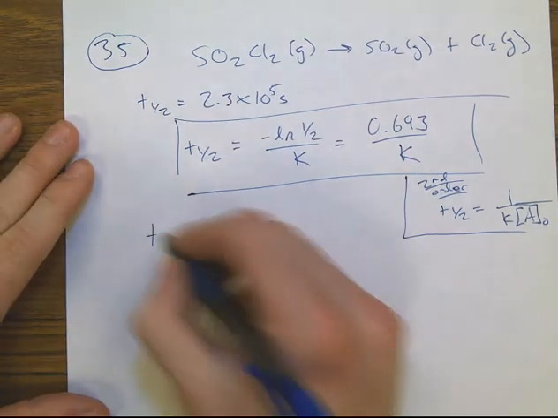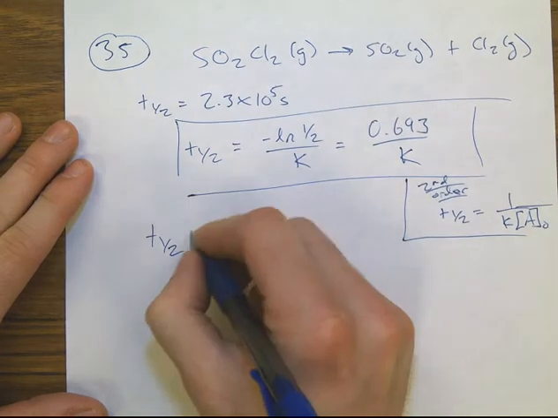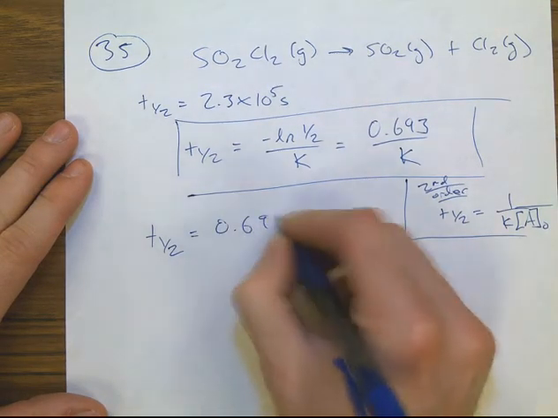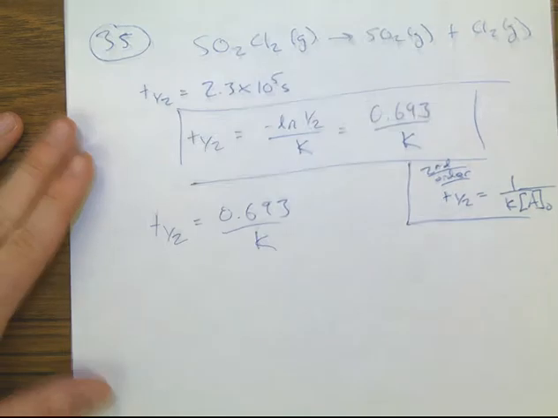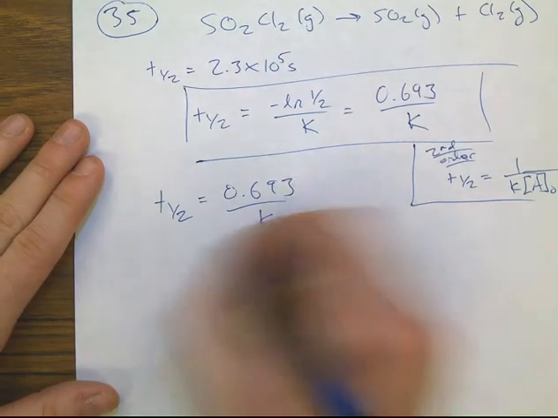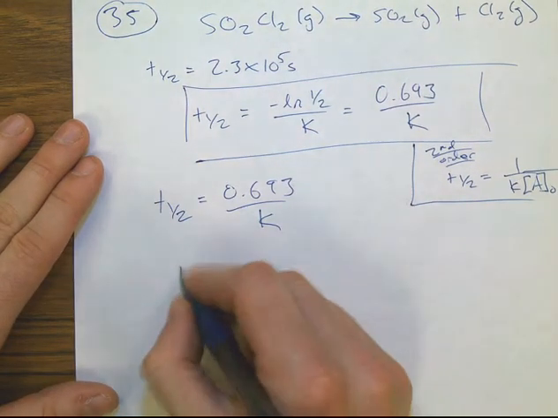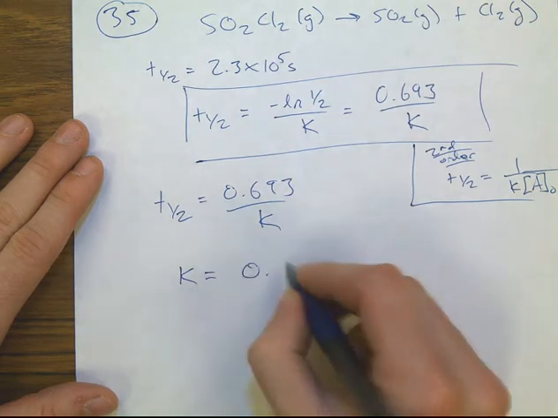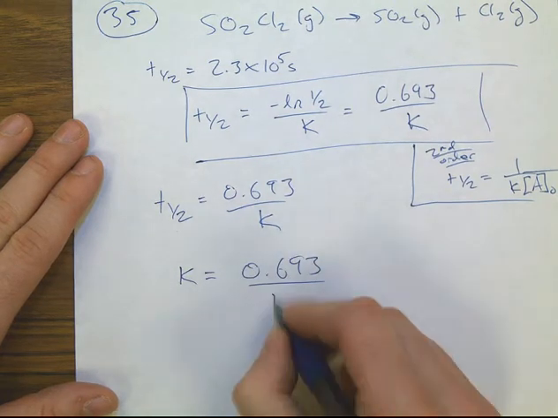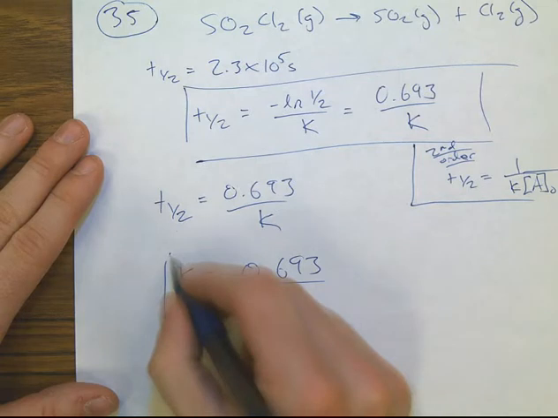So let me go ahead and write out my equation. And I usually like to get my unknown by itself first. So I'm going to rearrange this equation algebraically so that k is all by itself. And when I do that, this is the equation that I'm going to use to solve the problem.